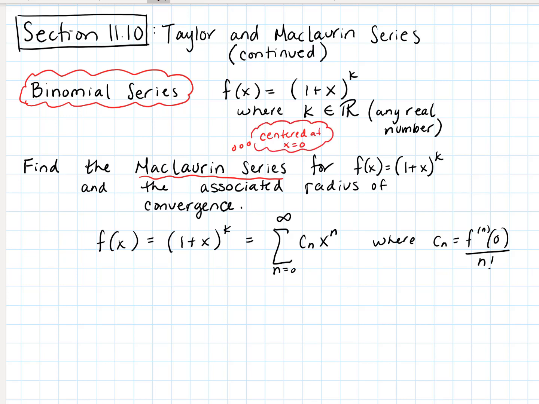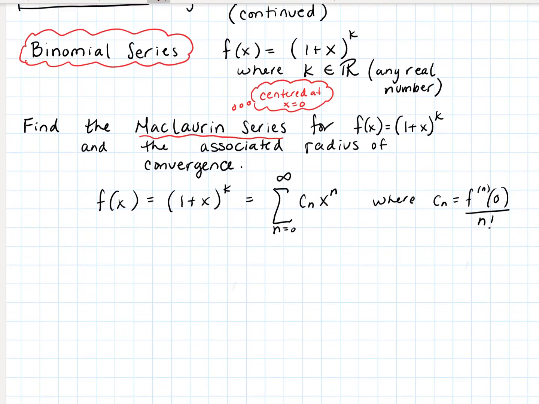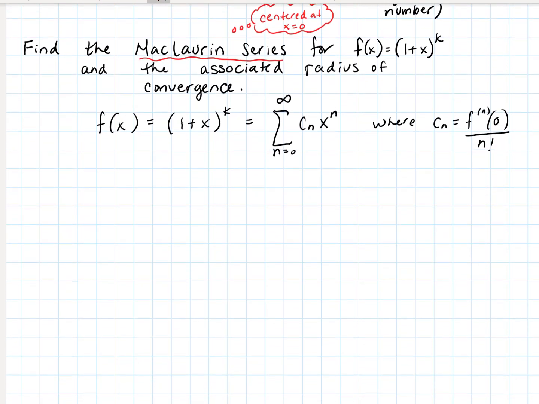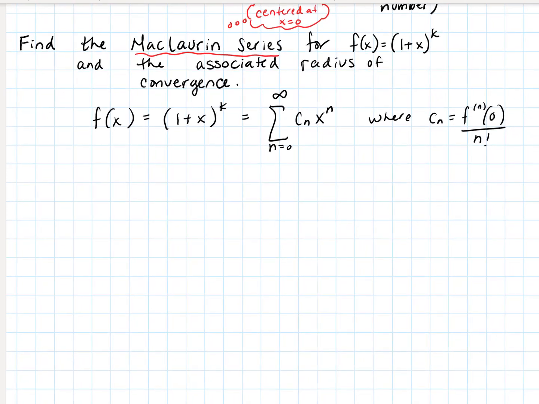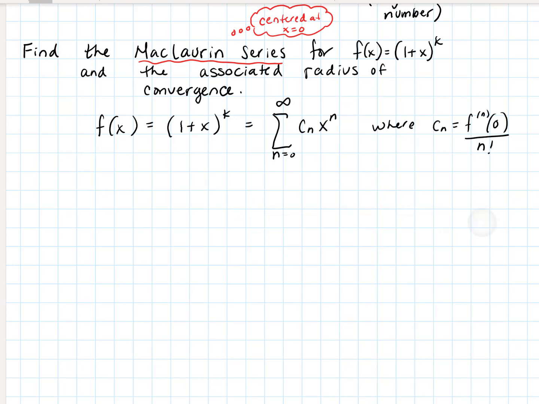We will make the assumption that it does in fact have a power series representation. Again, that takes a little bit of time to show. So we will make that assumption, and if it does, then this is what it would look like since it's a Maclaurin series. f(x) = (1 + x)^k would be equal to the power series, the sum of c_n times x^n. And those coefficients, c_n, would be equal to the nth derivative evaluated at 0 and divided by n factorial.